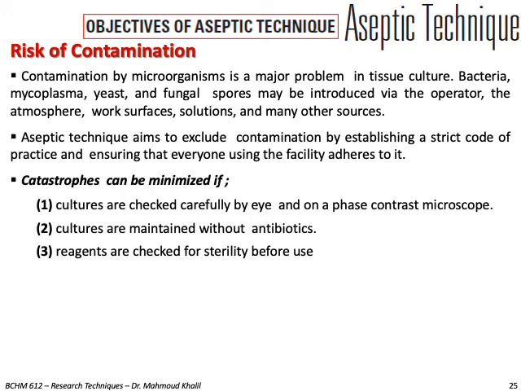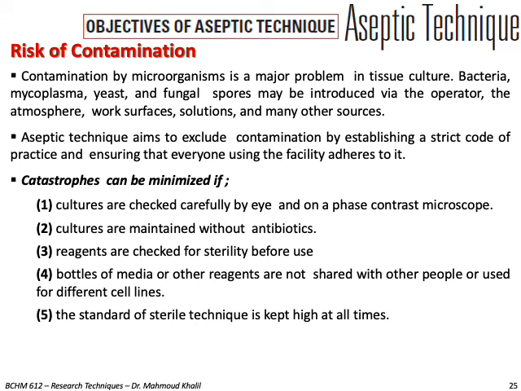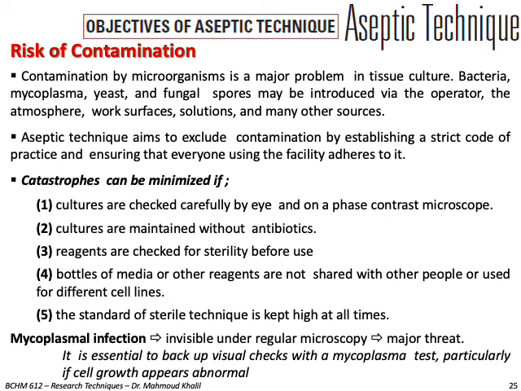code. Catastrophes can be minimized if cultures are checked regularly by eye and on a phase-contrast microscope, cultures are maintained without antibiotics, reagents are checked for sterility before use, bottles of media or other reagents are not shared with other people or used for different cell lines, and the standard of sterile technique is kept high at all times. What is mycoplasma infection? Mycoplasma is invisible under a regular microscope. It's a major threat. It is essential to back up visual checks with a mycoplasma test, particularly if cell growth appears abnormal.